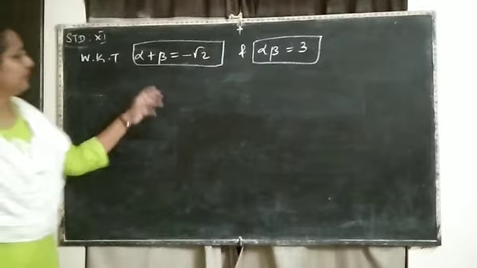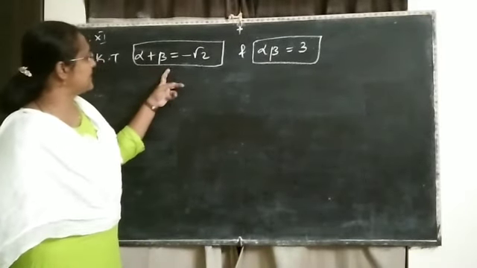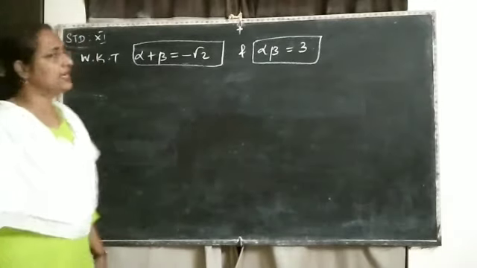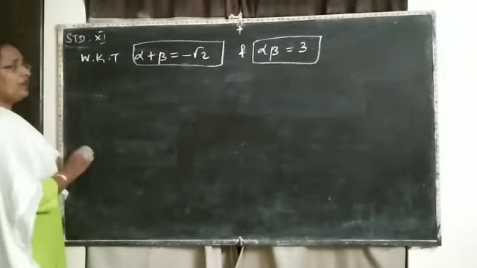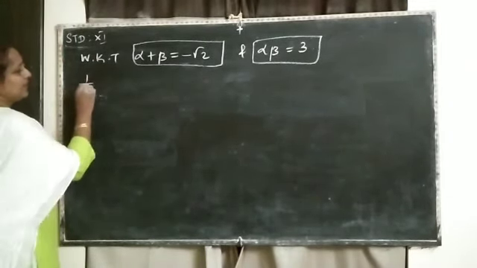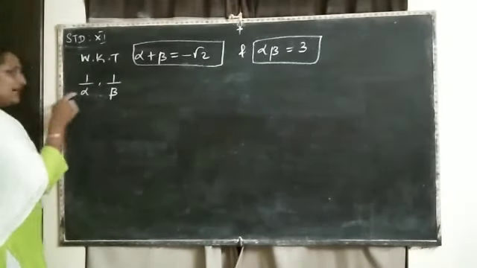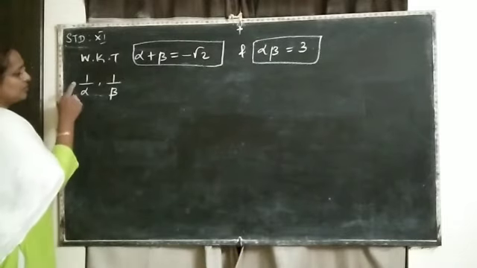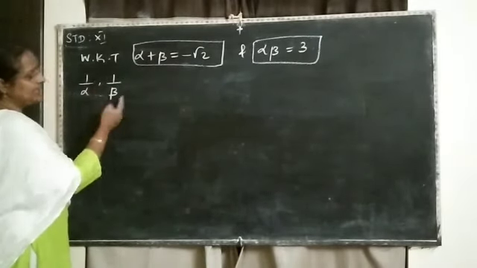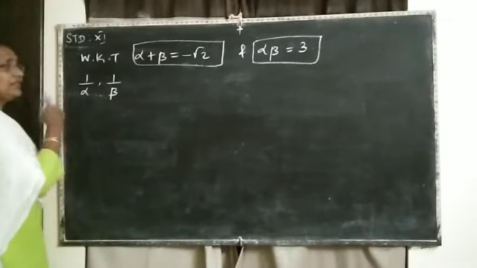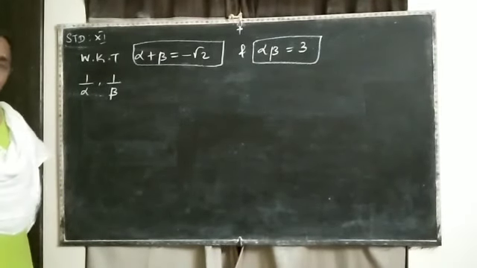Students, so we came to the conclusion alpha plus beta is equal to minus root 2 and alpha beta is equal to 3. Now we are going to form a new equation with the roots 1 by alpha, 1 by beta. So first we are going to find the sum of the roots and the product of the roots of 1 by alpha, 1 by beta. After that we are going to form the quadratic equation.